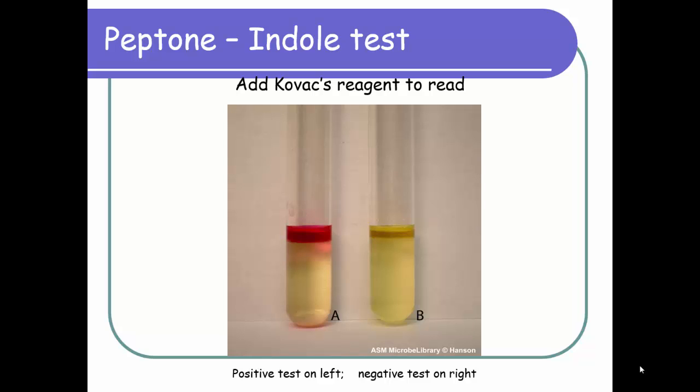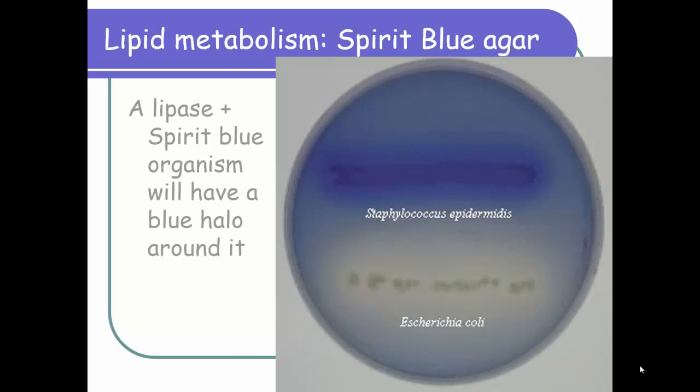If it is, as in this test tube on the left, it's a positive peptone indole test. If it's yellow, it's a negative peptone indole test. A lipid metabolism test that we will use is known as the spirit blue agar.